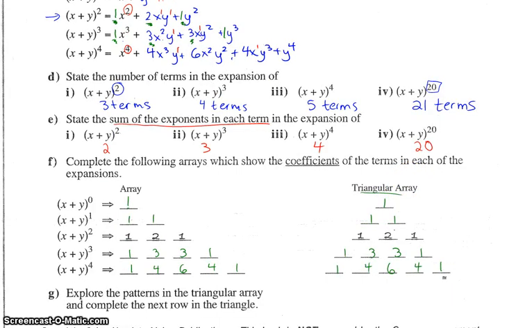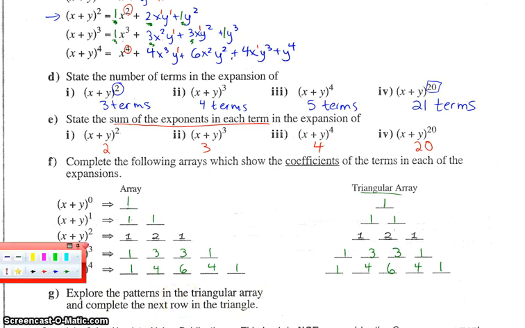Okay, so we should have arrived at the triangular array. Really, this value was only 1. The coefficients of x plus y, 1 and 1, etc., etc. Okay, now we're leading into what's called Pascal's triangle here. So notice it's set up like a triangle. Okay, explore the patterns in the triangular array and complete the next row.